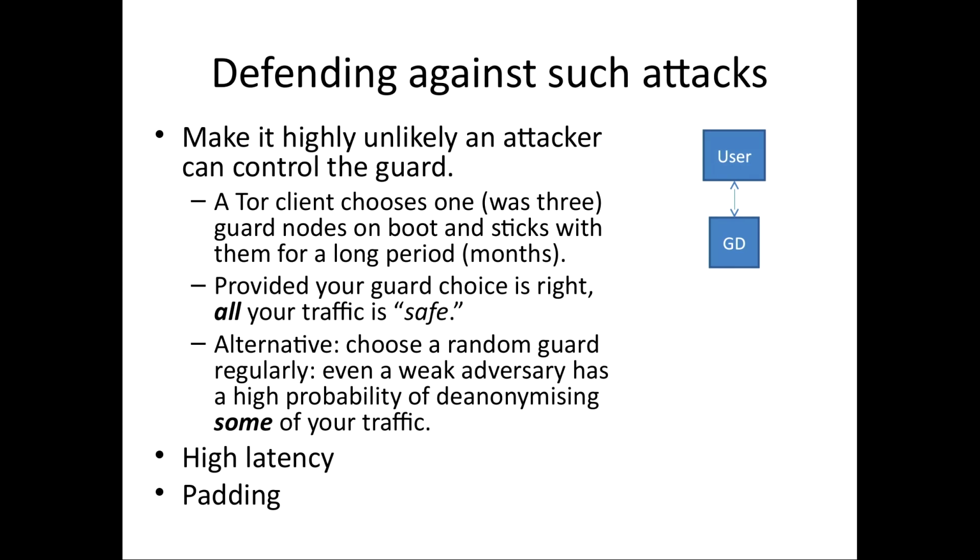So how does Tor try to solve this problem? Well, Tor makes it very difficult to become a user's guard relay. If you can't become a user's guard relay, then you don't know who the user is, quite simply. And so by making it very hard to become the guard relay, therefore you can't do this traffic correlation attack.